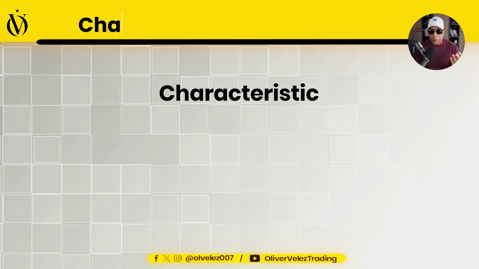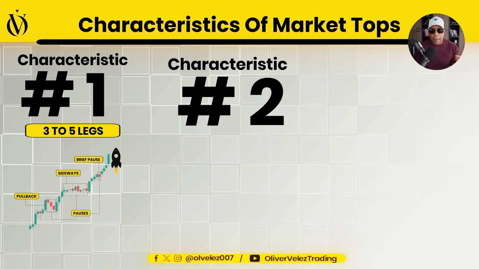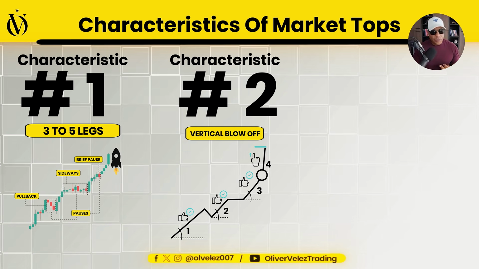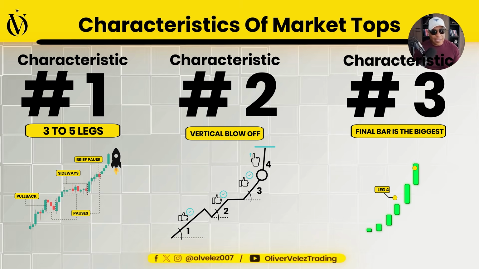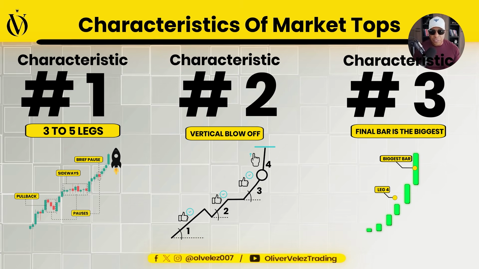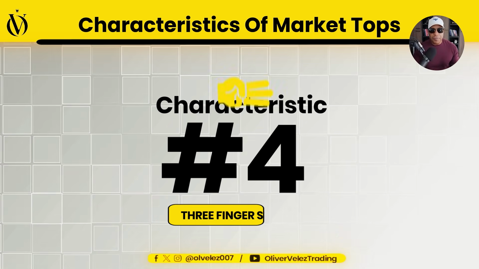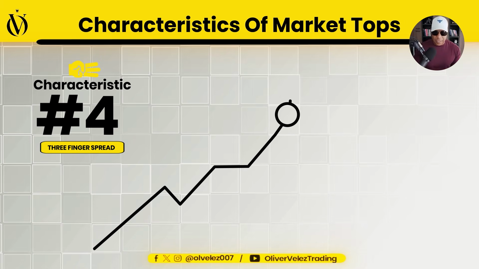So we've got the 3 to 5 legs, characteristic number 1. Characteristic number 2, all right? The last leg is the most vertical. Characteristic number 3, the last bar in that leg is the biggest bar. And characteristic number 4 is the 3-finger spread, or what I sometimes call dual space.